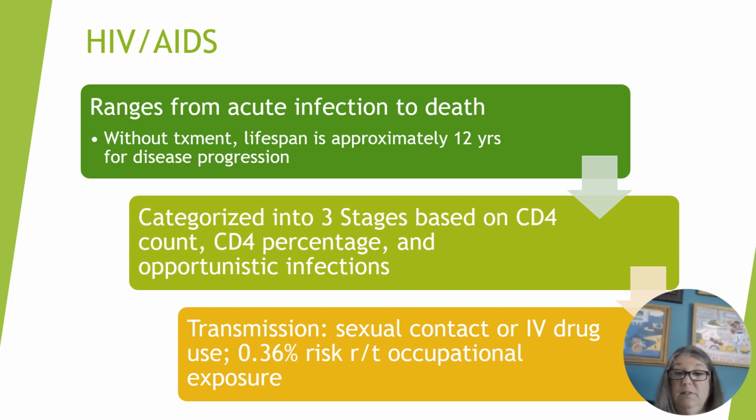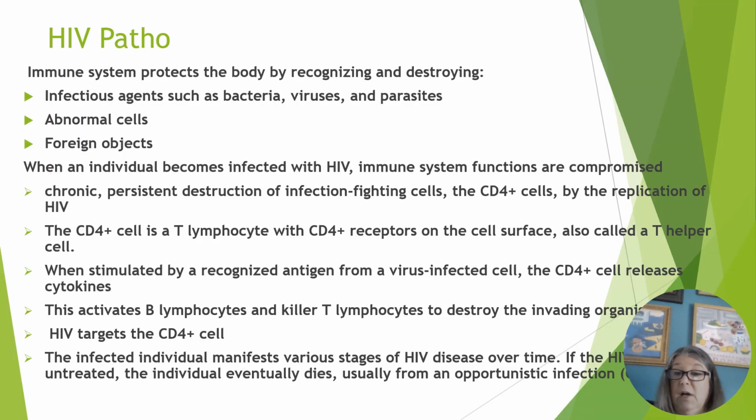Pregnant or breastfeeding persons, women infected with HIV can transmit the disease to their children. However, the risk of perinatal transmission is significantly reduced with access and adherence to antiretrovirals. Okay, so anytime we have a pregnancy consideration, you're going to want to make sure that you put that in your brain, all right? The immune system protects the body by recognizing and destroying infectious agents such as bacteria, viruses, and parasites, abnormal cells, or foreign objects. So this could be anything from splinters to transplanted organs, right?